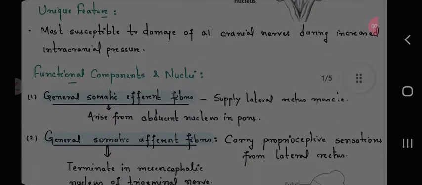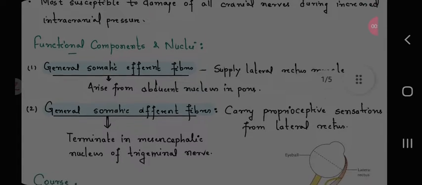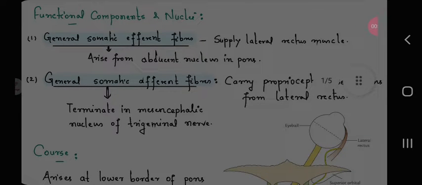Unique features. Most susceptible to damage of all cranial nerves during increased intracranial pressure. Functional component and nuclei. General somatic efferent supplies lateral rectus muscle. Arises from abducens nucleus in pons. General somatic afferent fiber carries proprioceptive sensation from lateral rectus, terminates in mesencephalic nucleus of trigeminal nerve.